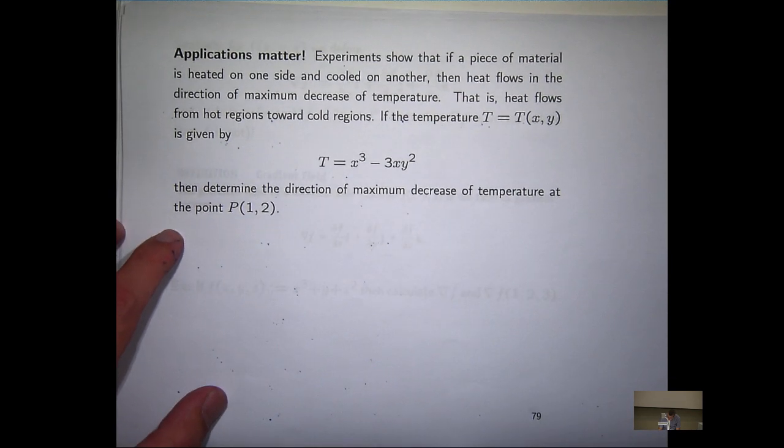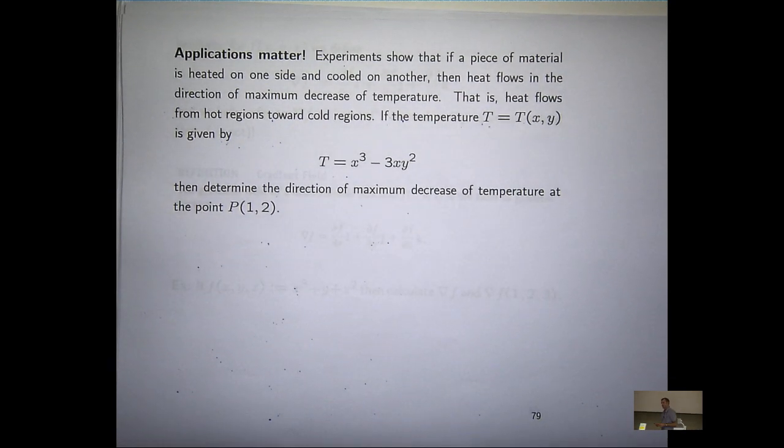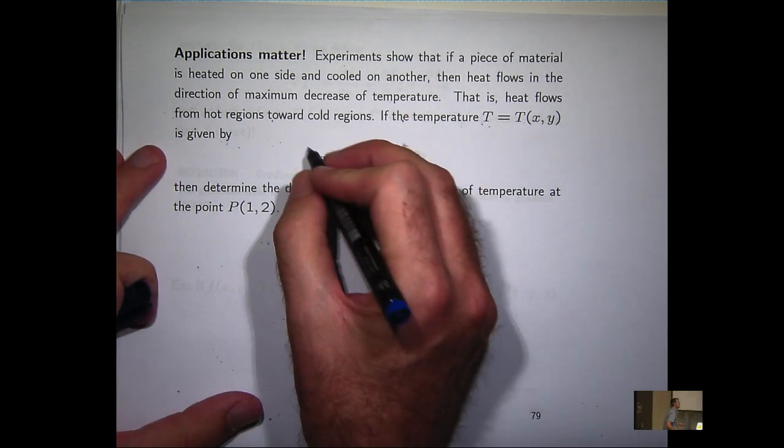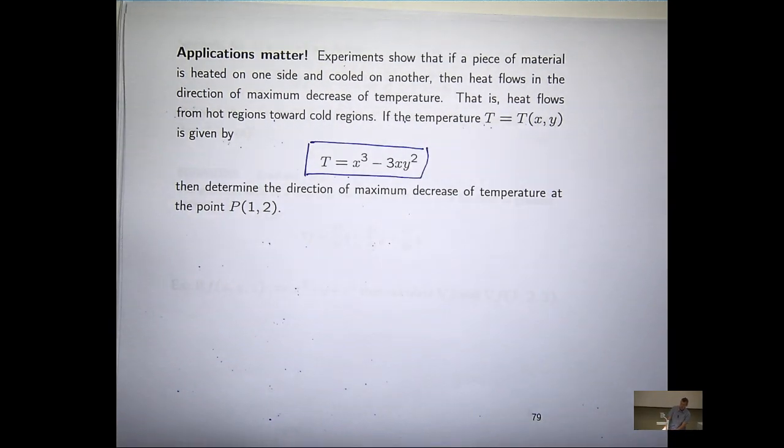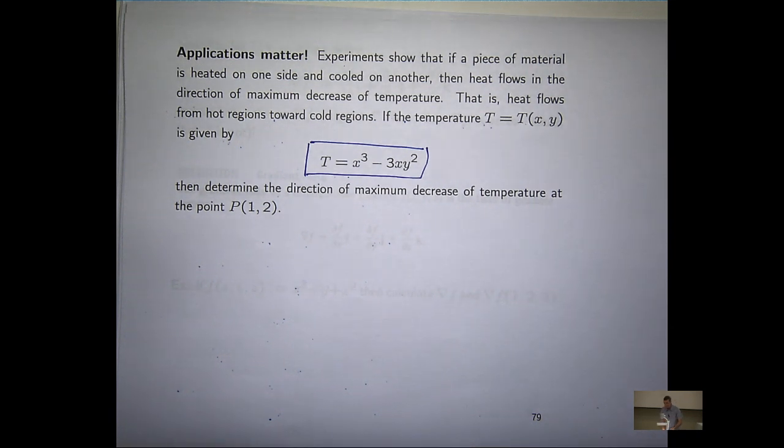A pseudo applied problem. We've got a temperature function here, and we're asked to determine the direction of maximum decrease at a particular point. So very similar to part 2 of the previous problem.